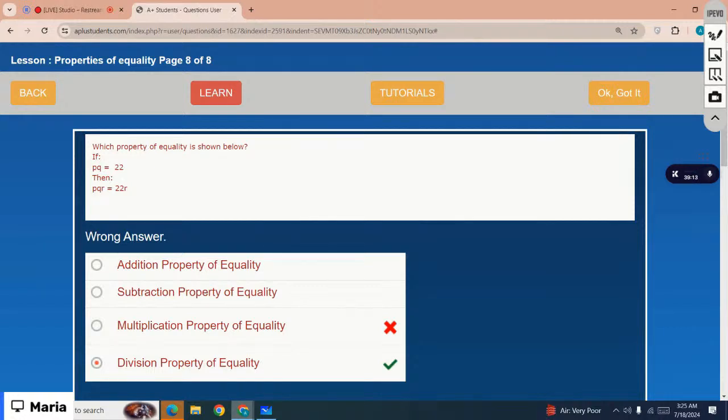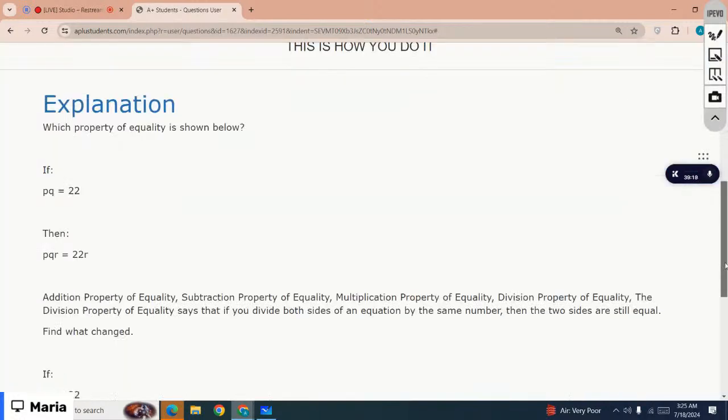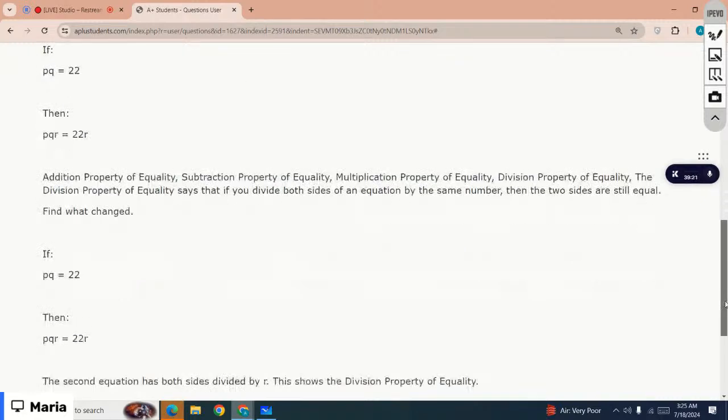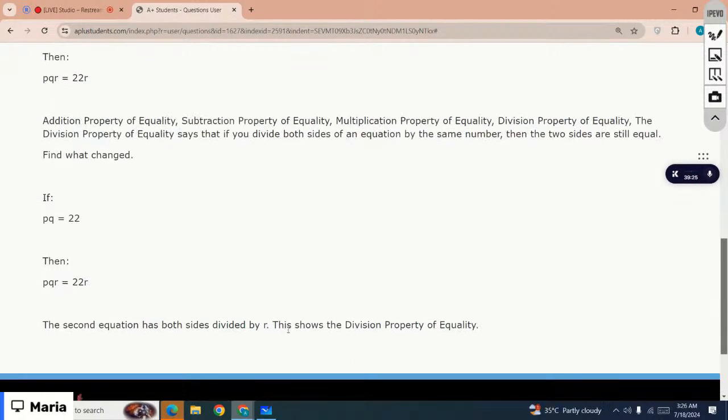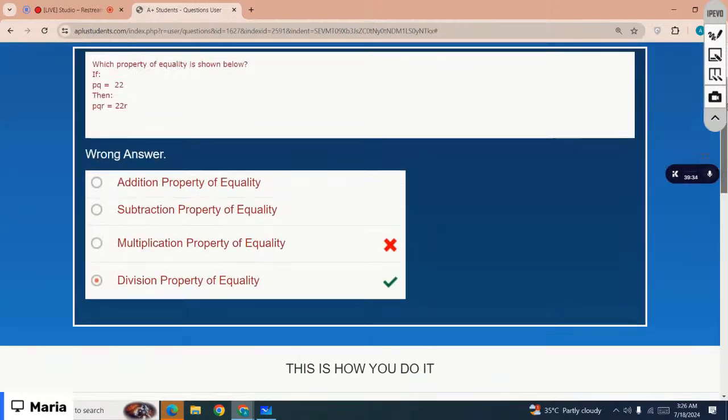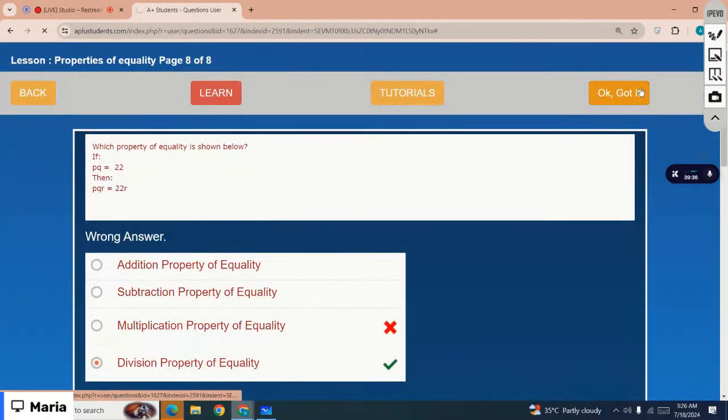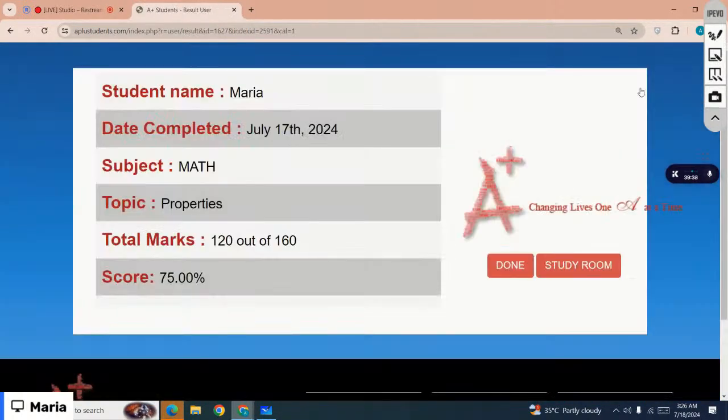Again, division? How division? What's wrong with these questions? They both are multiplied by R, but you cannot see anything dividing here, right? Okay, we are done with the lesson. Just move on to the next lesson.